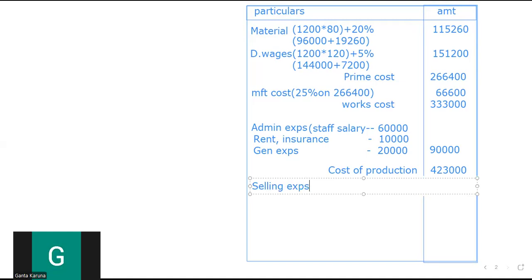Selling expenses, again, I'll multiply 1,200 units at the rate of how much we got, we'll see in the next page. So selling expenses, I got around 30,000. So that I'm taking it. I'll show you how I got. So this will be around 36,000. So how I got it, I'll show you from the previous page. So just check it out.